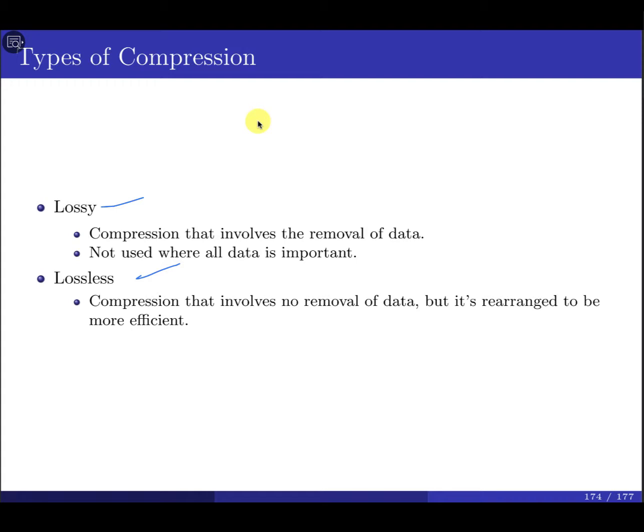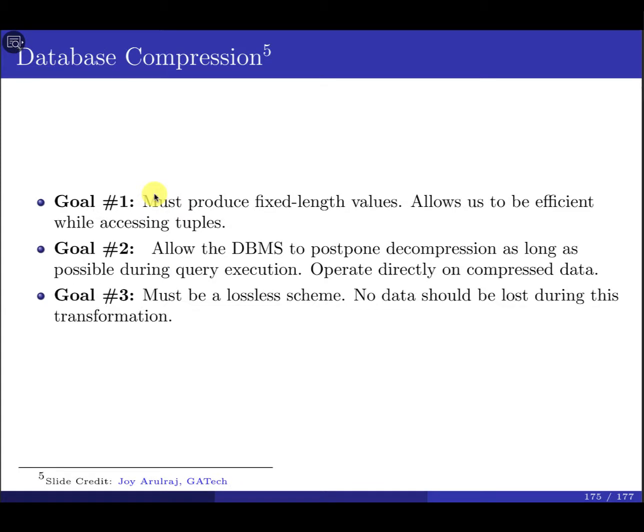So we prefer to have what's called lossless compression. You're not going to lose any data while you compress and decompress the data. So the main goal, we can summarize, is that database compression must satisfy the following: it must produce a fixed-length, small value, which allows us to be efficient while accessing the tuples and reduces the size.